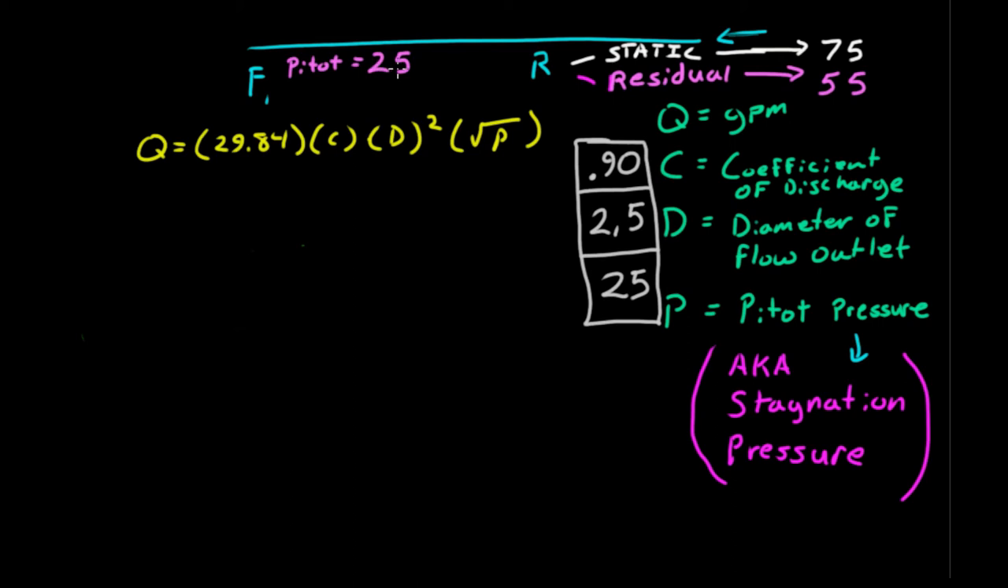We have our first fire hydrant, or our F1. We have a pitot reading of 25. We have a static pressure before the test of 75 and a residual of 55. We're trying to find the gallons per minute. So our nozzle coefficient, we will pick a nozzle coefficient of 0.90 from that first hydrant we looked at. We'll assign that for C. The diameter of the flow outlet, we're just flowing 2.5 inch, it's a 2.5 inch diameter hose outlet. And then our pitot pressure was 25 psi read on the pitot.